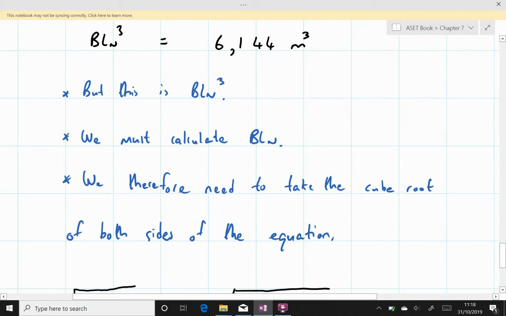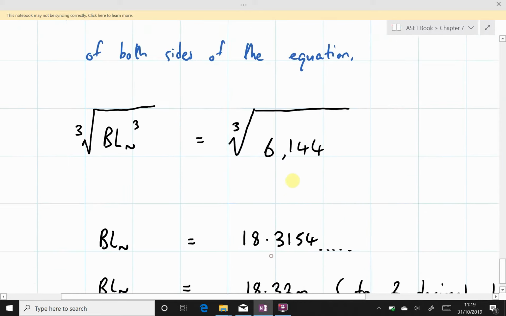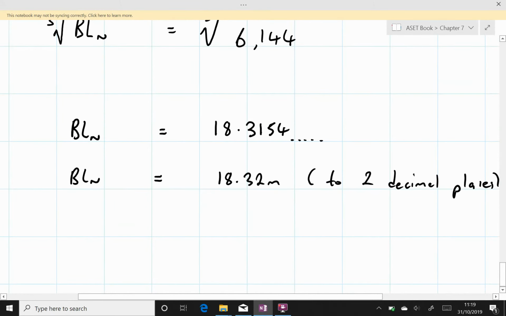A couple of important notes. This represents the value for BLn cubed, but we were asked to calculate the blade length, not the blade length cubed. We therefore need to take the cube root of both sides of the equation to get the value of BLn. And so the cube root of the left hand side, and we're taking the cube root of the right hand side as well. That will leave us with BLn equals 18.3154, and it goes on. But of course we're asked to give our answer to 2 decimal places, and the blade length is equal to 18.32 meters to 2 decimal places.